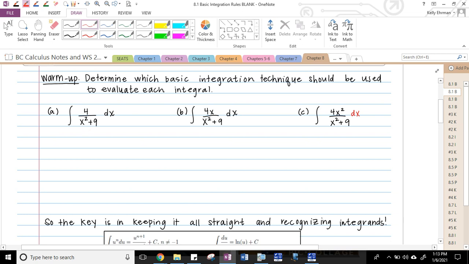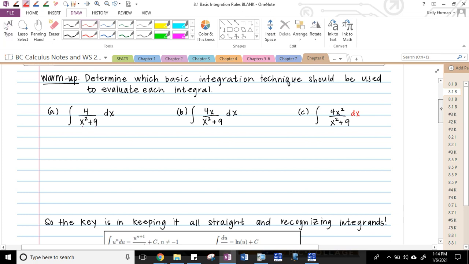So you should be running through, would u sub work? No, because if u were x squared plus 9, du dx would be 2x, and I don't have an x up here, so that's not going to work. But the more we work in this chapter, the easier this is going to stand out. A sum of two squares with just a constant in the numerator, that's an arctangent problem.